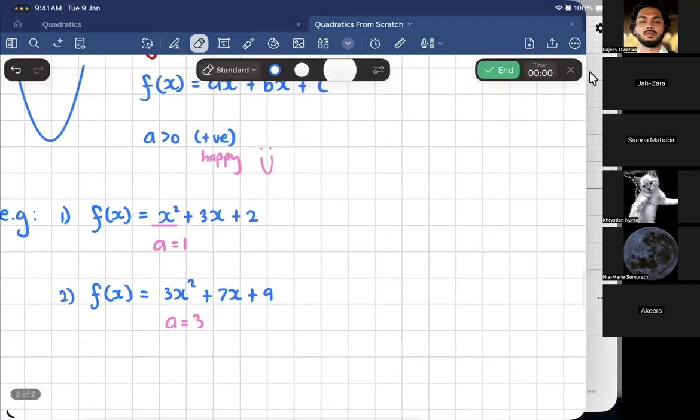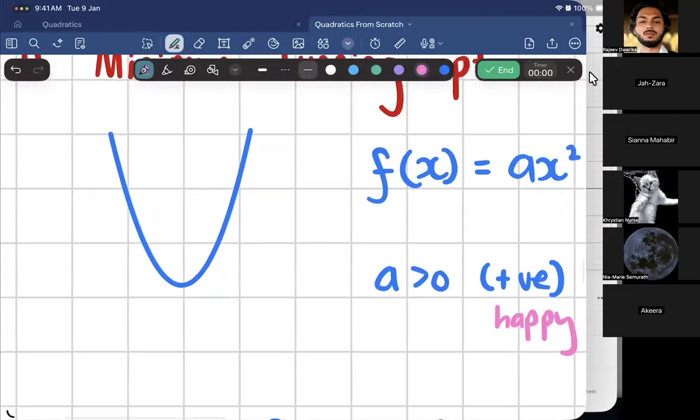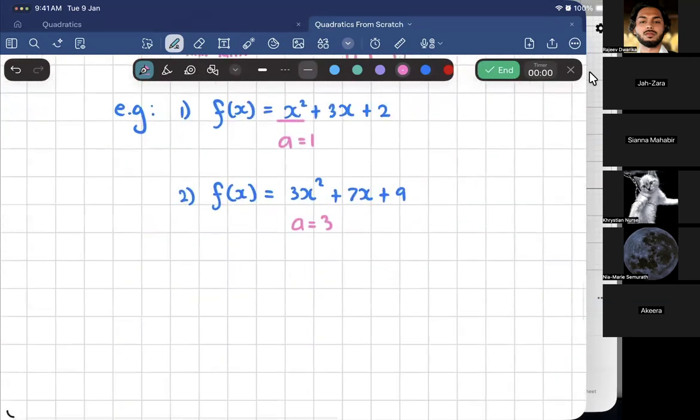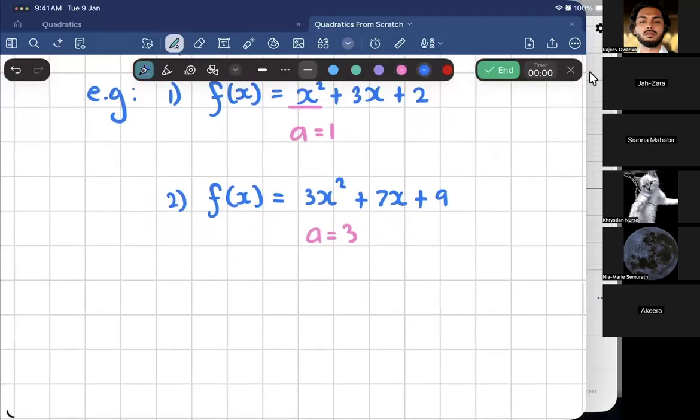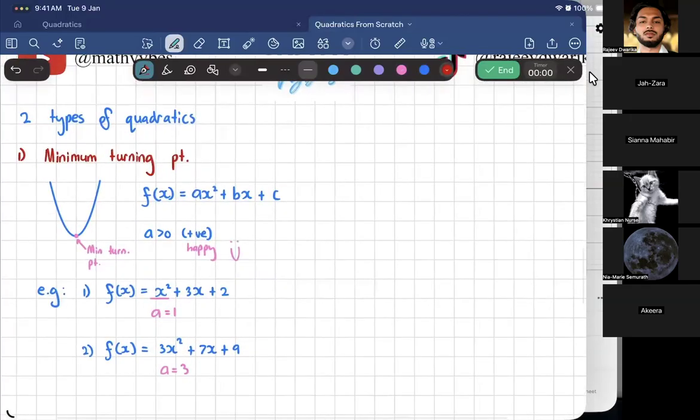Let us look at the other case now, where it has a maximum turning point. Let me just label this quickly. So this is the minimum turning point I'm referring to. We're going to move on to factorization just now. Then we have to look at the quadratic formula, then completing the square. Fun stuff. So we have the minimum turning point over there. Let's look at the maximum turning point now.